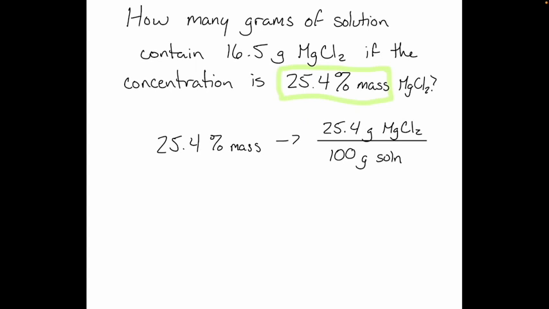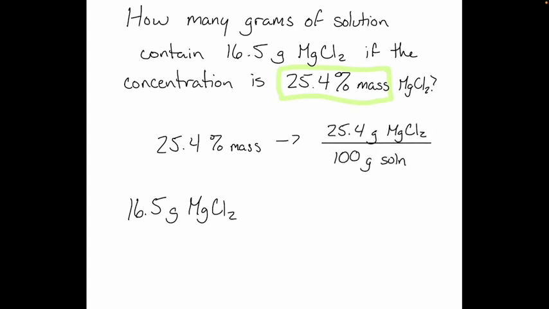So starting with my 16.5 grams of magnesium chloride, I'm going to need to use my concentration here, 24.5 grams of magnesium chloride over 100 grams of solution. Am I going to use it as is, or am I going to have to flip it? I got to flip it. So my 25.4 grams of magnesium chloride are on the bottom. My 100 grams of solution are on top. So I'm going to take 16.5, divide it by 25.4, then multiply it by 100.